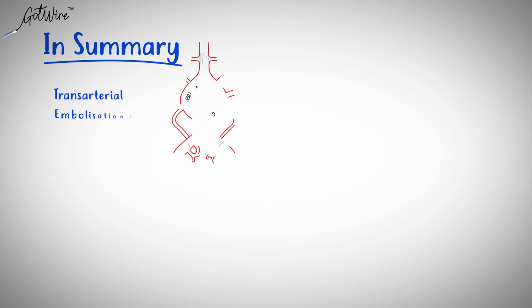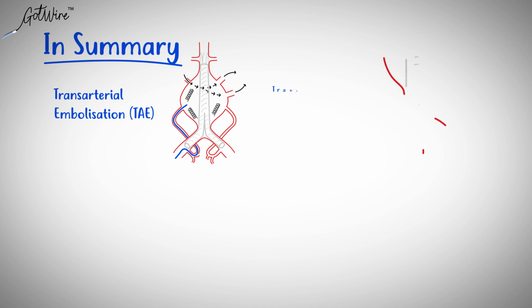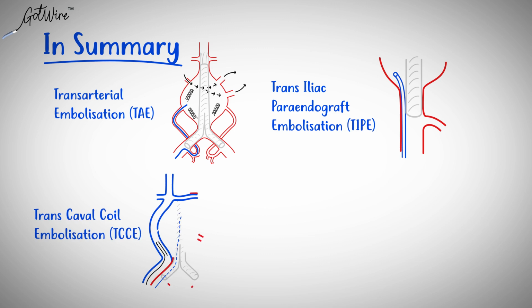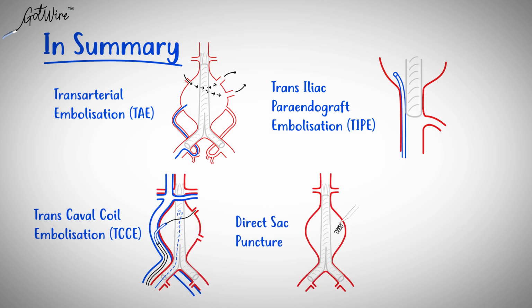In summary, the interventional options for treating type 2 endoleaks include transarterial embolization, transiliac paraendograft embolization, transcaval coil embolization, direct sac puncture, or open and laparoscopic surgical options.